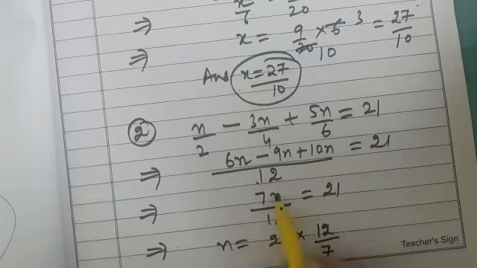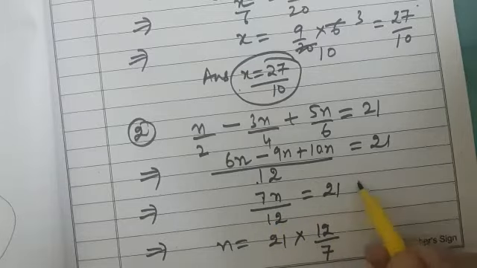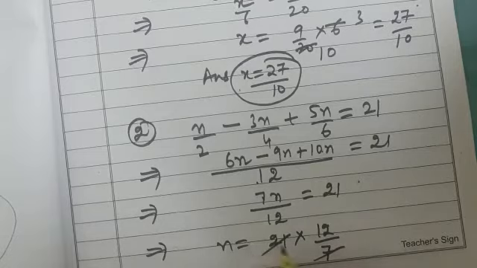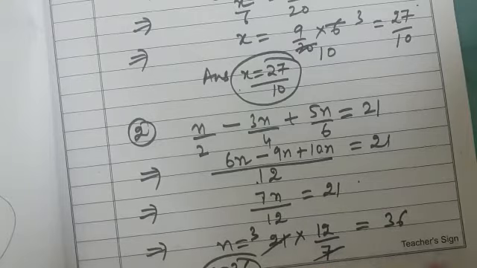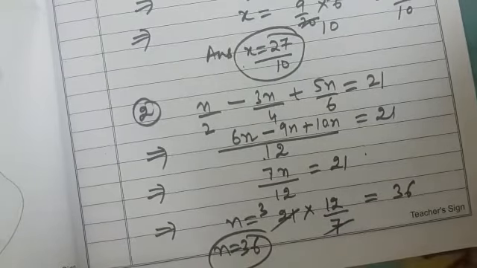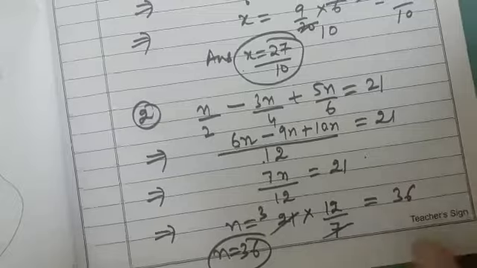Here you see this is 7 by 12. So 7 by 12 is multiplied by n. So when it goes to the right hand side, it becomes 12 by 7, right? I hope you know this. So what is the answer? Yes, n comes out to be 36. Okay, let us do the third one now.